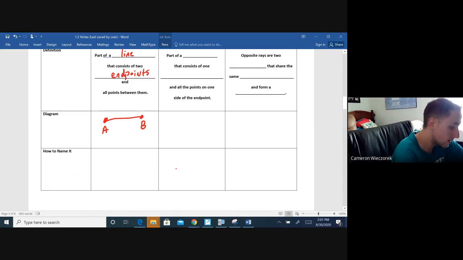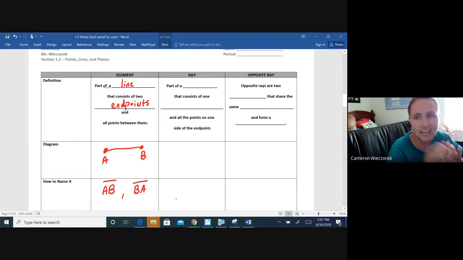You would have endpoints. So the way we name it, the order still doesn't matter because I don't know which one's the starting point and which one's the ending point. I could either name it segment AB, and I just put a bar above it, so no arrows, or I could call it BA. Again, no arrows because it's not a line anymore. It's not going on forever in both directions.